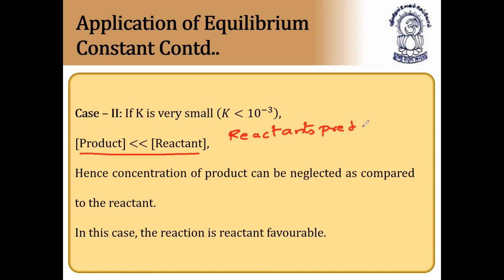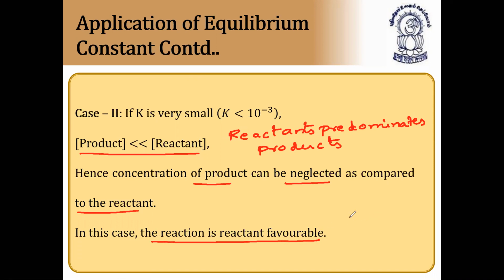Reactants predominate over products. So, as reactants are predominating over products, the concentration of products can be neglected as compared to the reactant. In this case, the reaction is reactant favorable, meaning backward direction, or you can say the reaction hardly takes place.